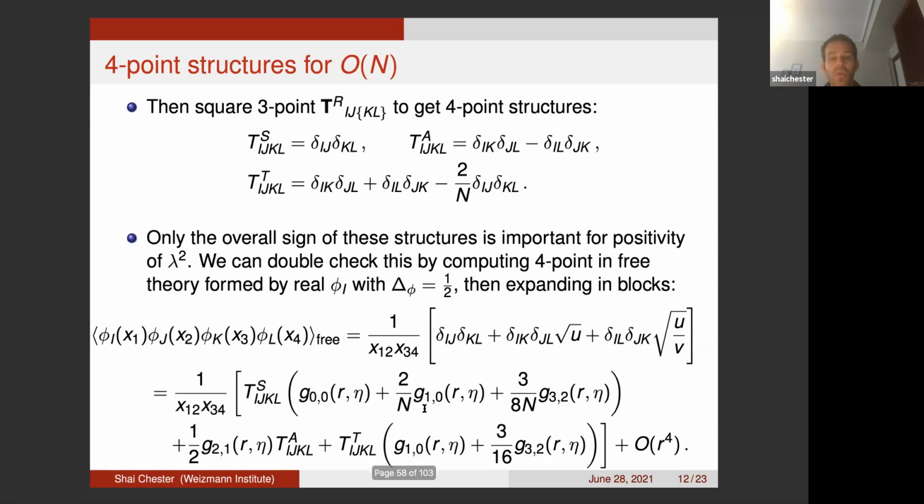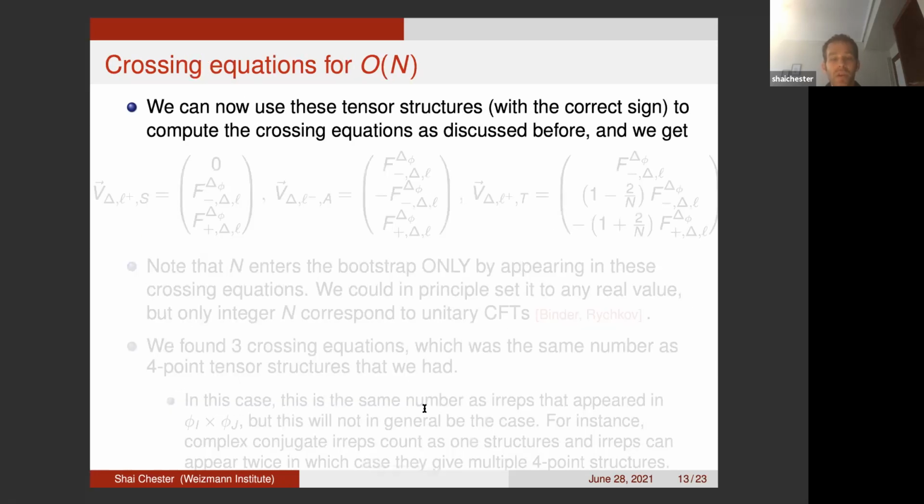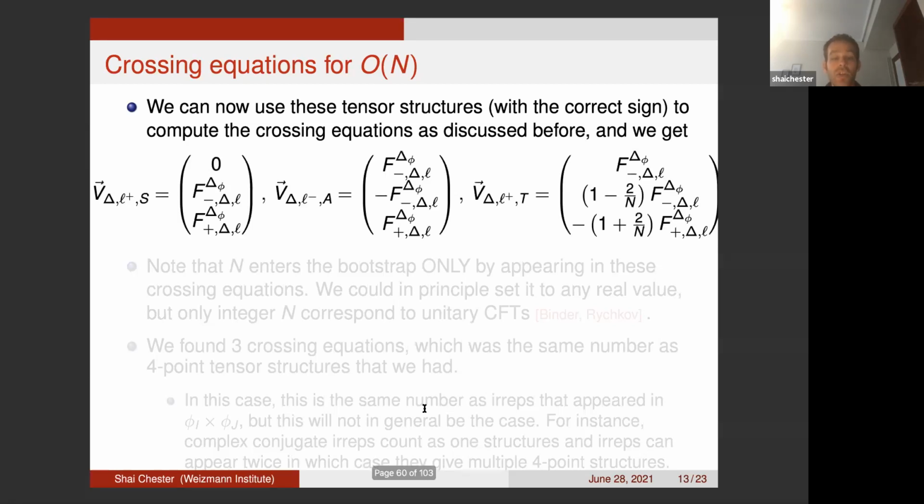Okay, so now that we've computed our tensor structures, we've checked that they have the correct signs. So now we can just compute the crossing equations as discussed abstractly before. And this leads to 3 crossing equations. Remember, we write our crossing equations as this vector V. And the fact that we got 3 of them was expected because we got 3 tensor structures. And so in this simple case, it actually turns out that the number of tensor structures was in 1-to-1 correspondence with the number of representations, but that didn't have to be the case.